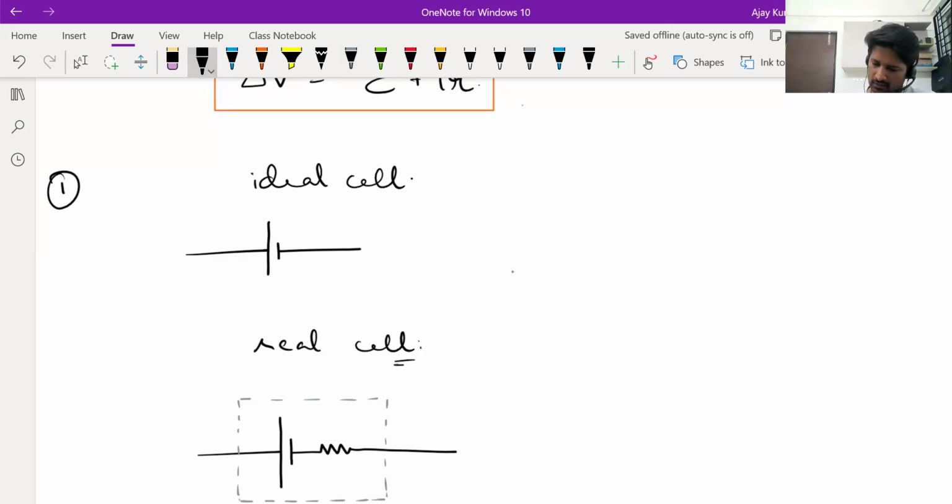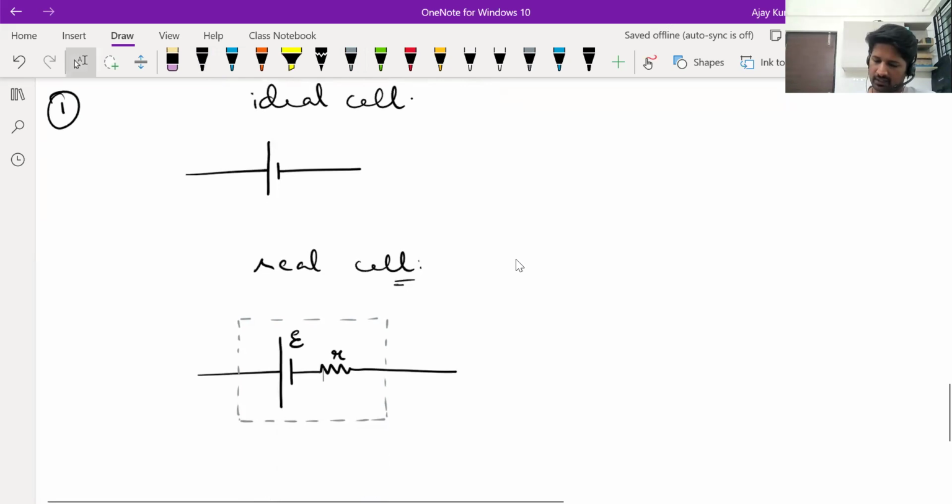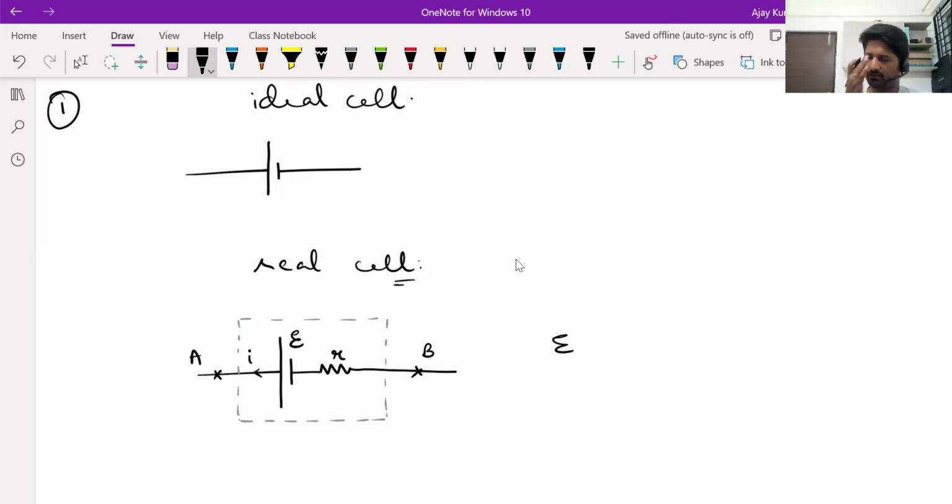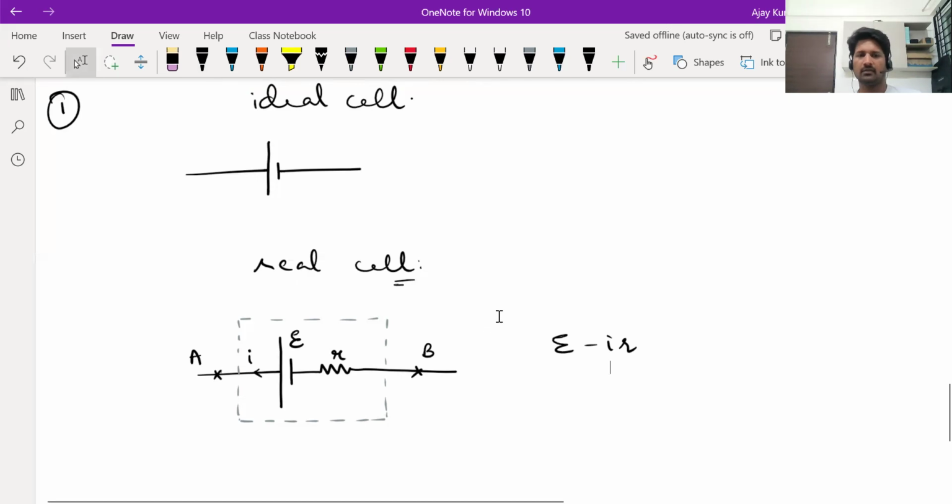Okay, how does it work? Assume this is EMF, this is internal resistance. Now if current flows normally, let's say I, then the potential difference across these 2 points, let's call this A and this B, a simple potential calculation will tell you it is E minus IR. If current flows in the opposite direction, it will be E plus IR.